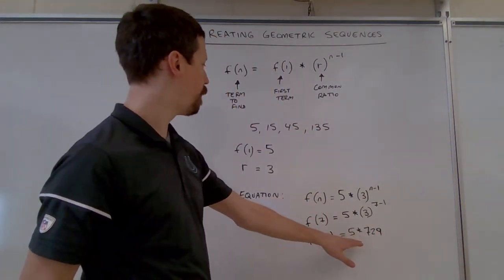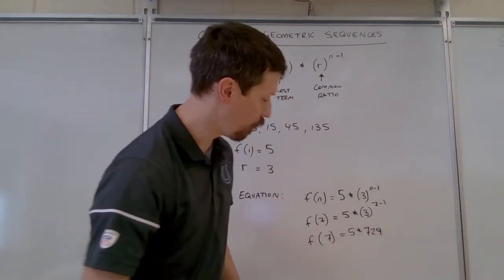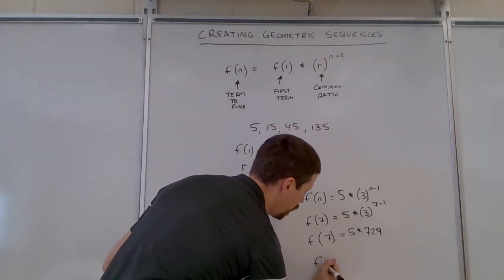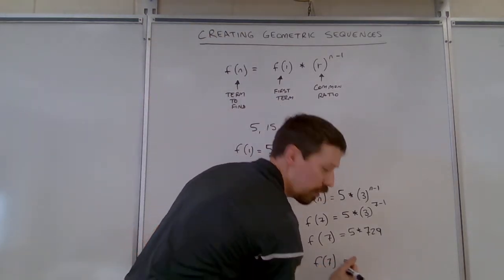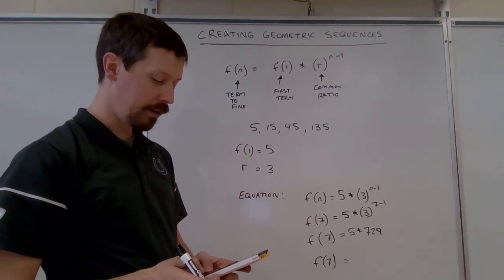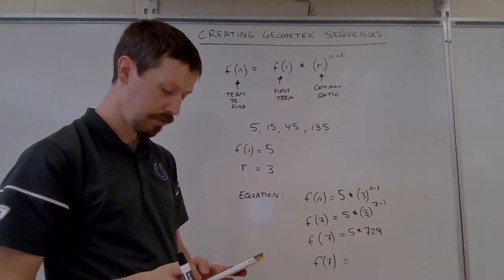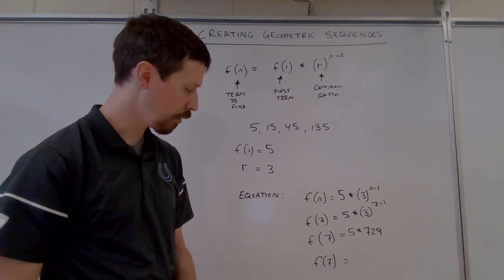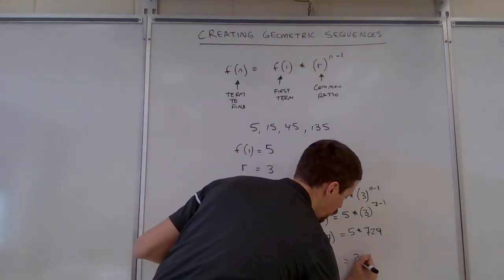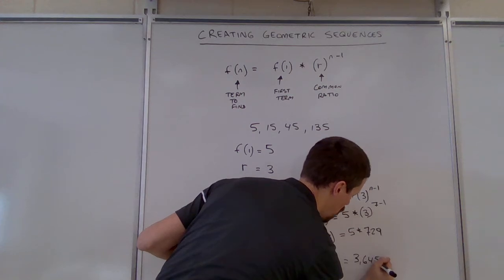All right, so I've got 5 times 729. So f of 7, my final answer is going to be 5 times 729, or 3,645. That's it.